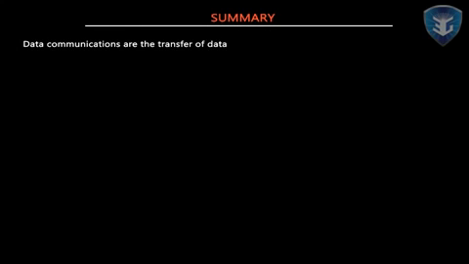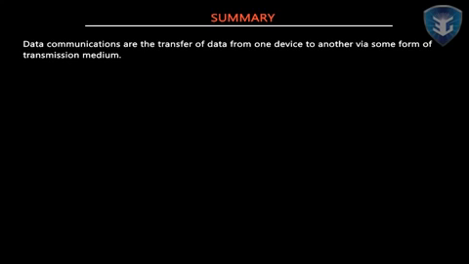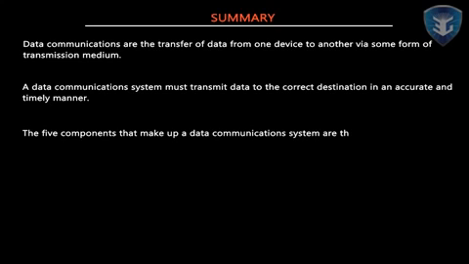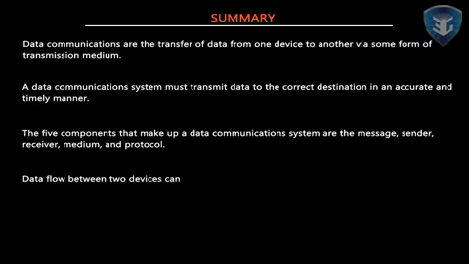Now in the end, let us summarize what we have learned in this lecture. Data communications is the transfer of data from one device to another via some form of transmission medium. A data communication system must transmit data to the correct destination in an accurate and timely manner. The 5 components that make up a data communication system are the message, sender, receiver, medium, and protocol. Data flow between two devices can occur in one of 3 ways: simplex, half-duplex, or full duplex.